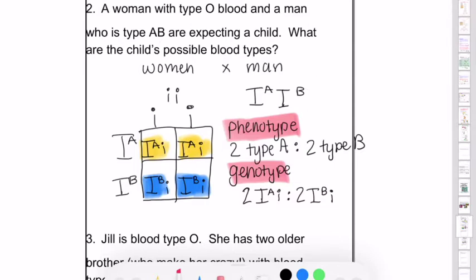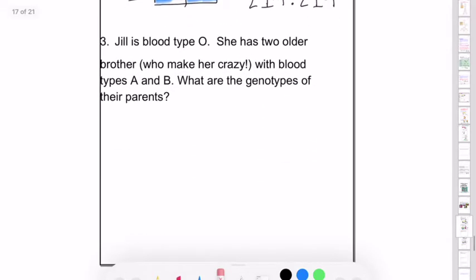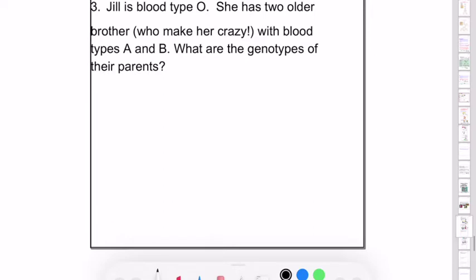And then there's one more example here. Jill is blood type O. She has 2 older brothers who make her crazy, with blood types A and B. What are the genotypes of their parents? So this is a little bit of a backwards one. I'm going to go through how we would use the detective work.